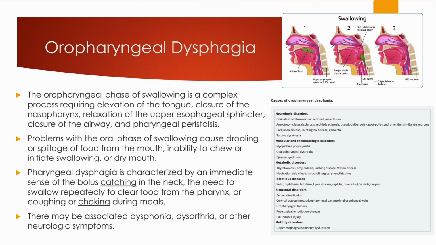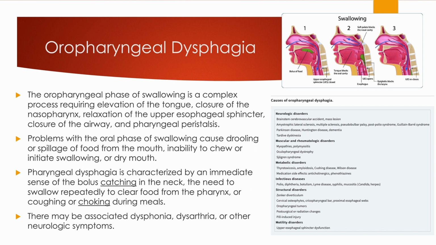When I think about oropharyngeal dysphagia, I associate it more with neurologic problems or structural problems, upper motility problems, but usually more neurologic stuff. So like previous strokes, Parkinson's, Huntington's, things like that. That's how I tend to think of it. So we won't necessarily discuss oropharyngeal dysphagia too much.